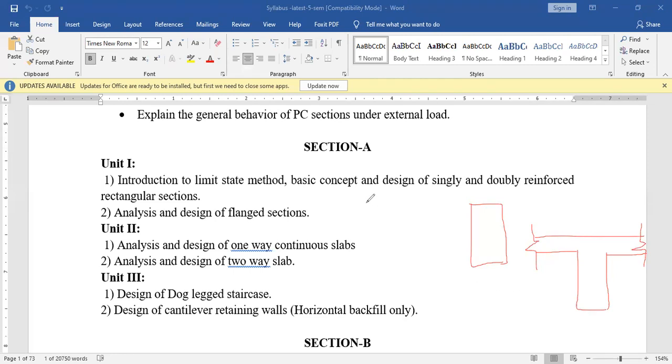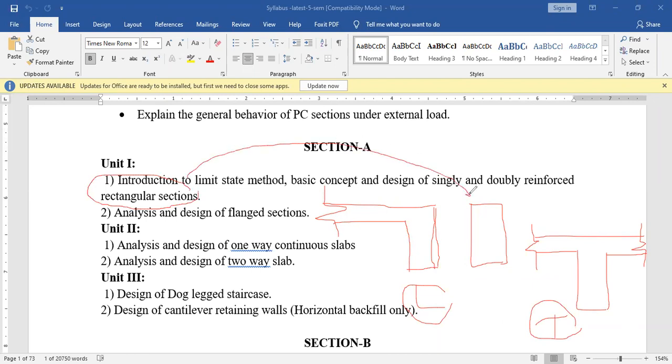Or sometimes it may have, so this is the slab, okay? At the end, sometimes you may find it like this. So this is called a T beam. This is called an L beam. So that is nothing but the flanged section. L is a flanged section, T is a flanged section, while this is nothing but the rectangular. So rectangular sections are this one.